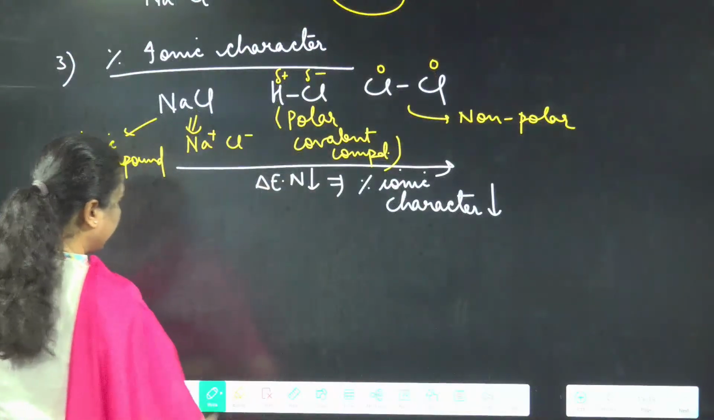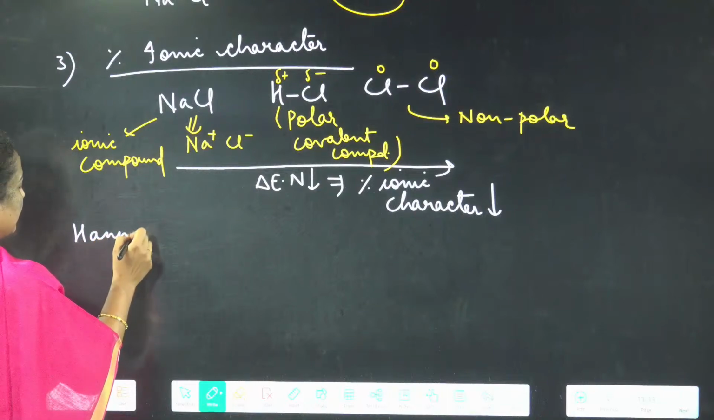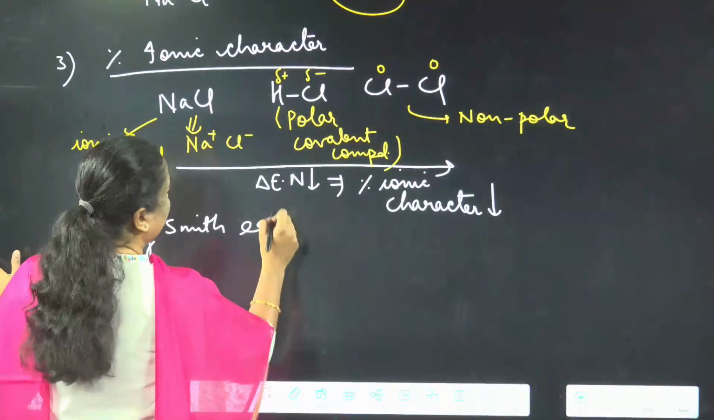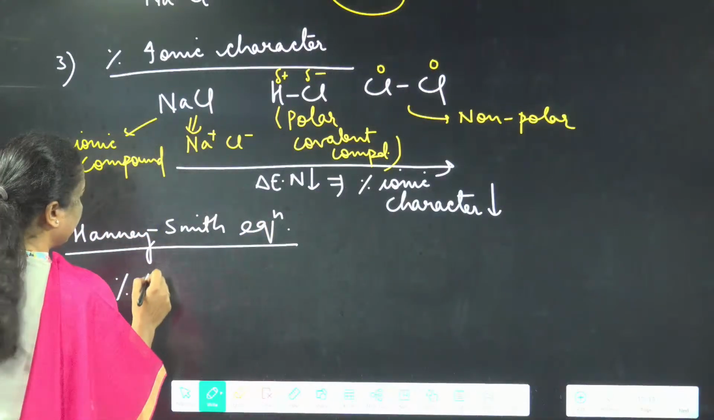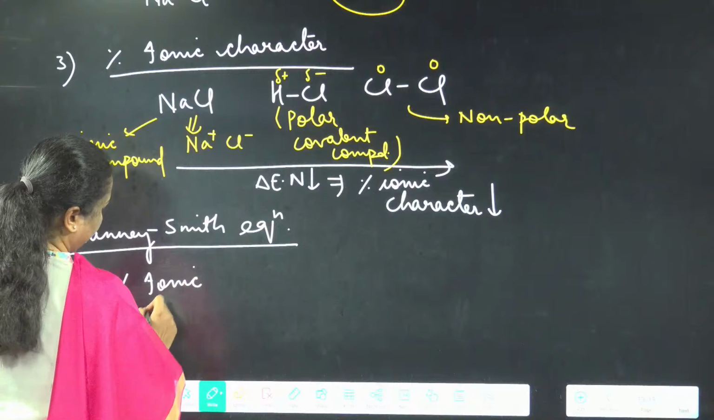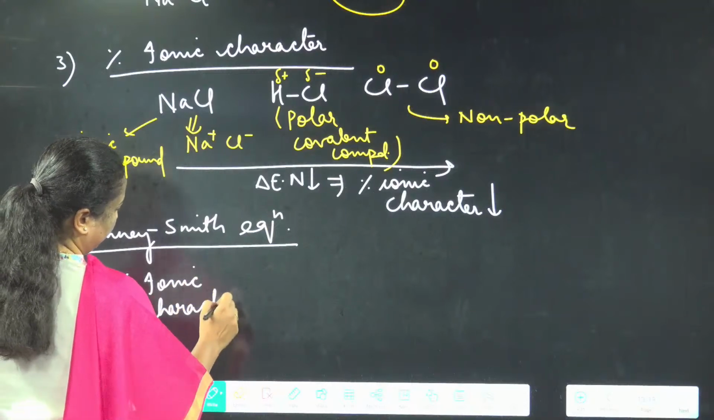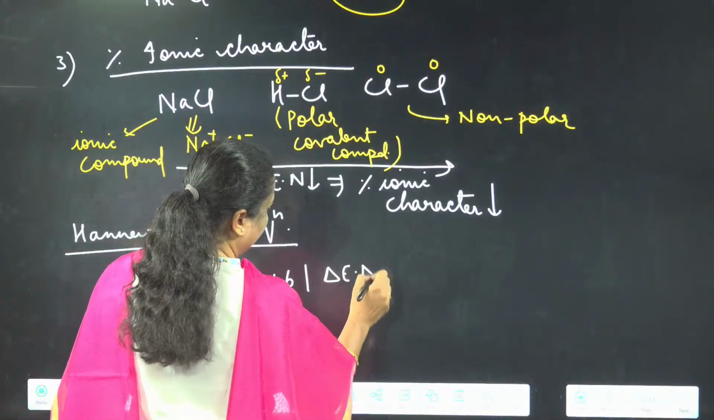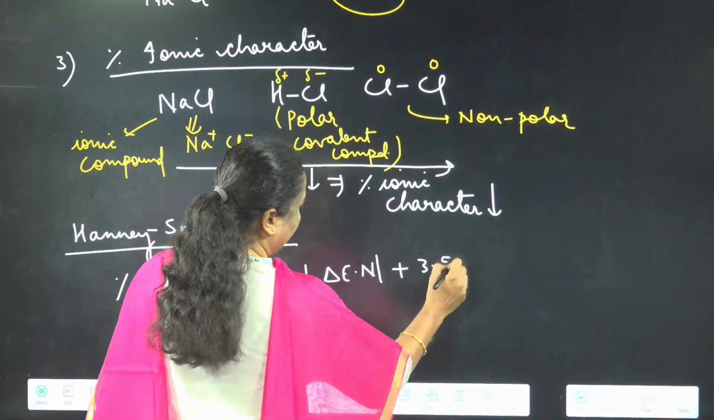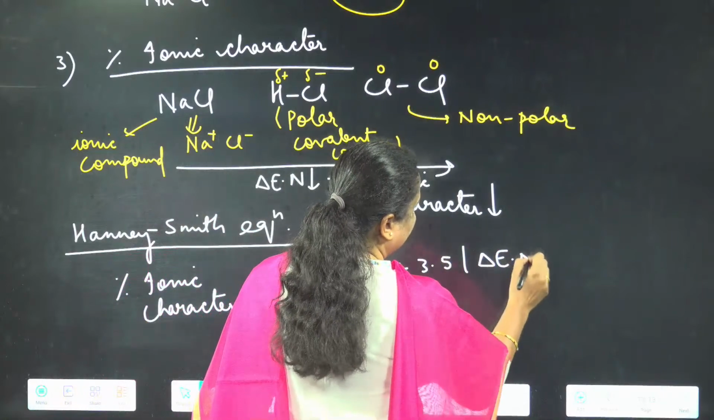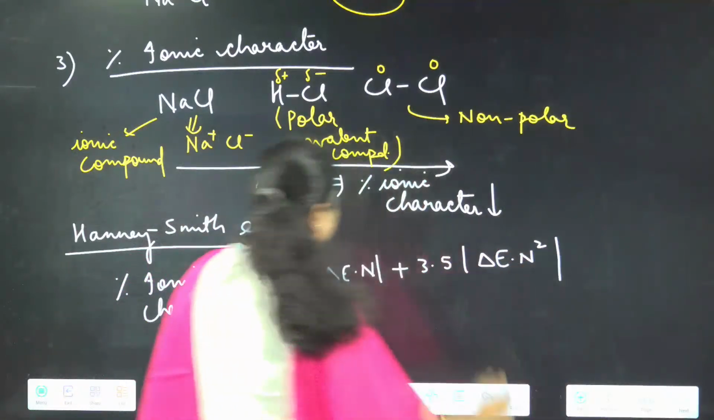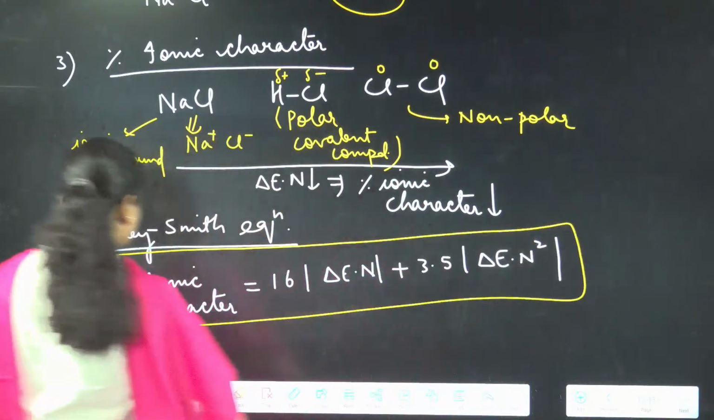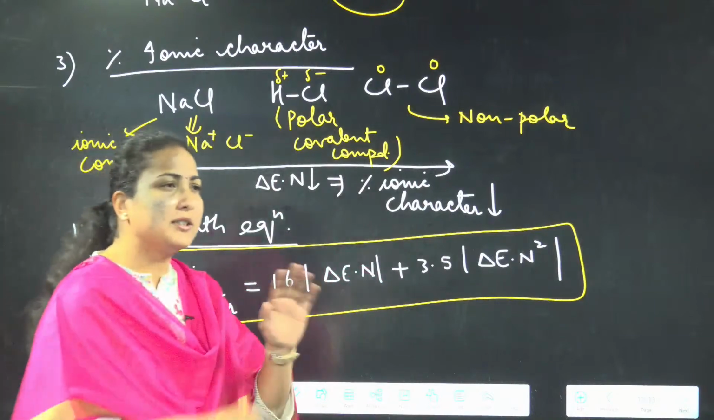Now for determining that percentage ionic character, there was a scientist, Hannay-Smith, who gave the Hannay-Smith equation. Percentage ionic character is equal to 16 mod of delta EN plus 3.5 mod of delta EN square. Right? So this is the equation, and you just have to note it down. That's the only purpose of it.